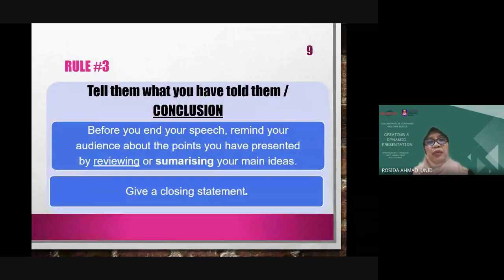You want to remind your audience about the points that you have presented by giving a summary of your main ideas. You need to do that. So I would like to suggest the best way to do it. Throughout my experience, the best way for you to do this is by giving an infographic. Information in a form of a graphic, guys.